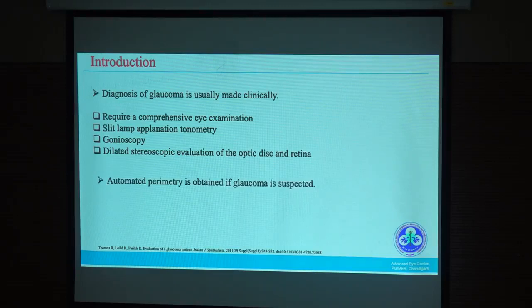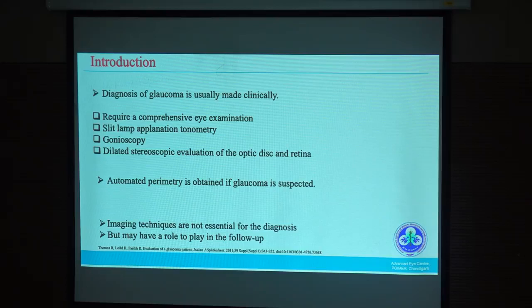Automated perimetry, of course, to confirm your findings, especially in a glaucoma suspect. In an obvious case you can diagnose glaucoma, but you cannot grade glaucoma without a visual field evaluation. In a clear-cut moderate to severe case, you can even diagnose glaucoma without automated perimetry. Imaging techniques are not essential for diagnosis, but have a role to play in the follow-up.